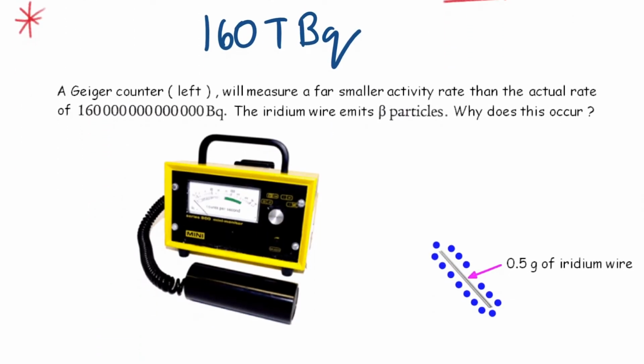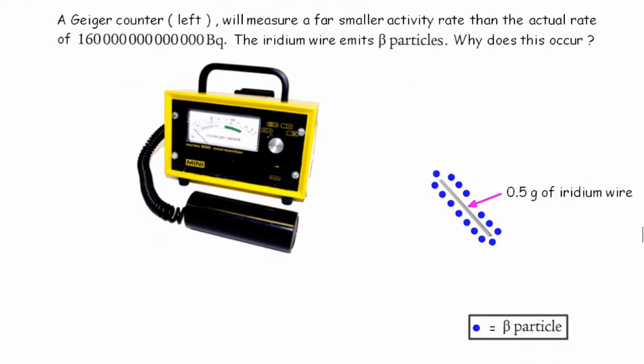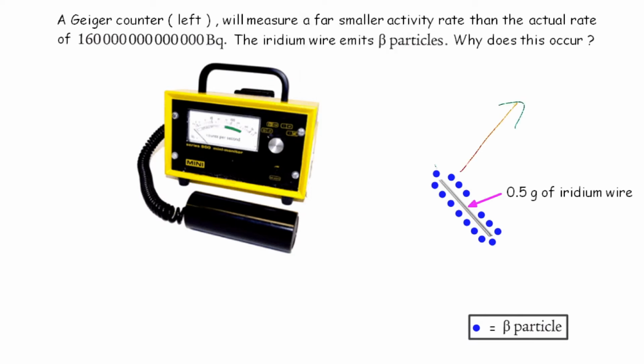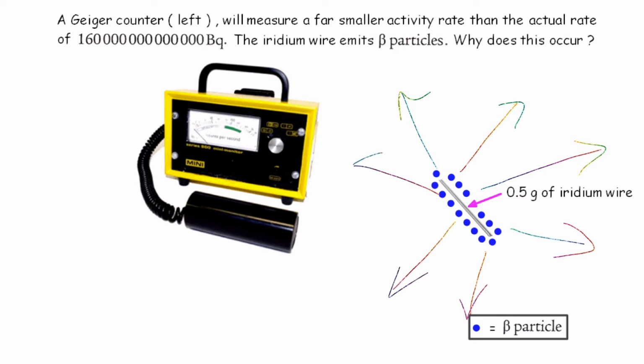A Geiger counter will measure a far smaller activity rate than the actual rate. The iridium wire emits beta particles. Why does this occur? Well, if you think about it, this sample of iridium will be emitting radioactivity in all different directions, just as the sun shines in all different directions, and only a small amount will actually go into the Geiger-Müller tube.